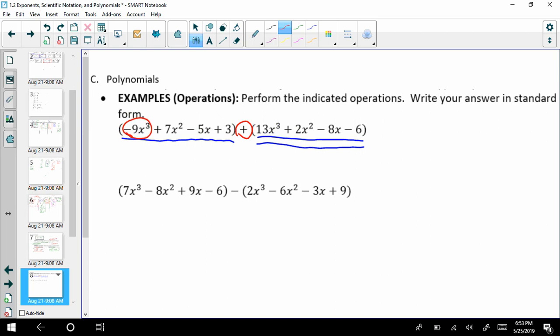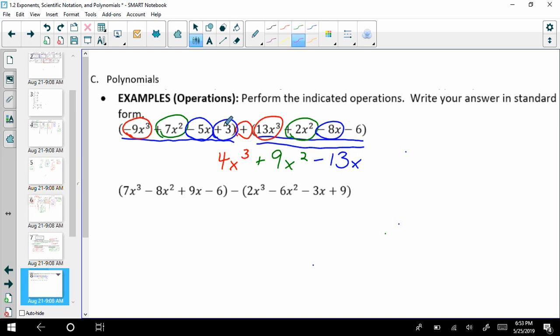So I have negative 9x cubed and 13x cubed. If I add negative 9 and 13, I get 4x cubed. Then I have my squareds. So 7 plus 2, I have 9x squared. Then I have my x's. Now careful, they are negative. So negative 5 plus negative 8, negative 13x. And then finally I have the constants, 3 and a negative 6. So 3 plus a negative 6 would be a negative 3.